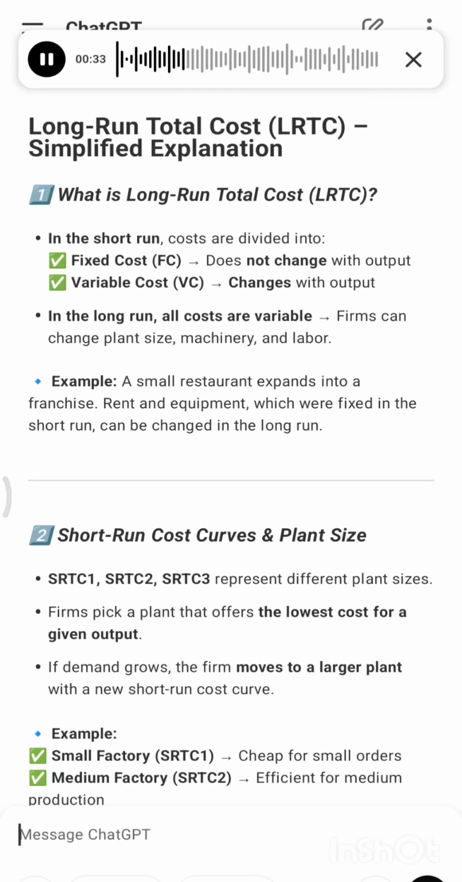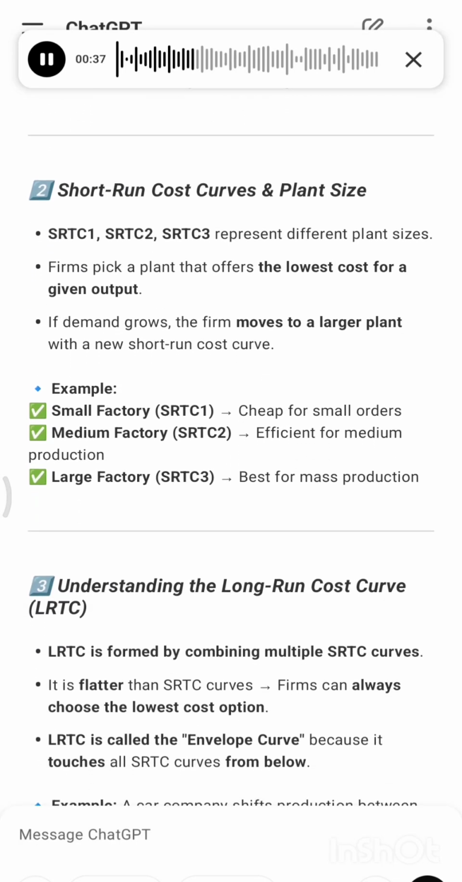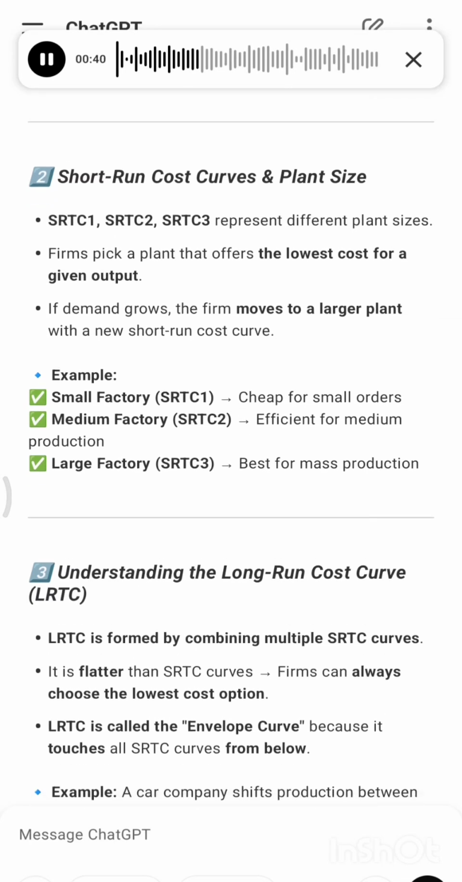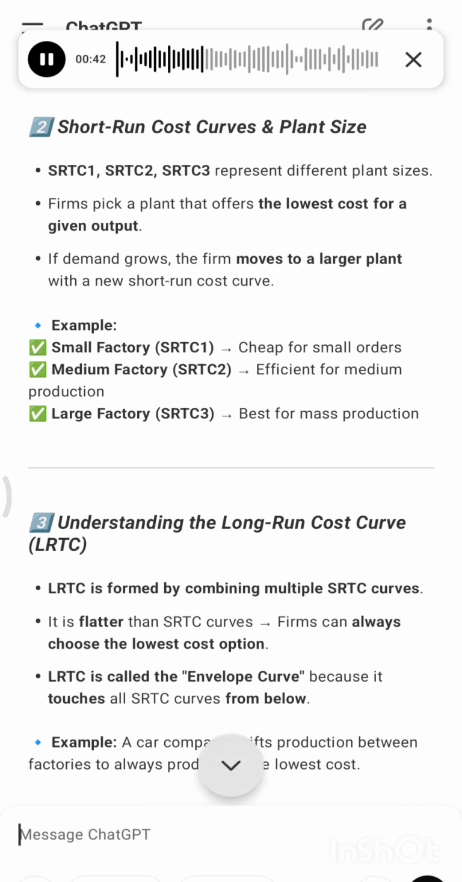Short-run cost curves and plant size. SRTC1, SRTC2, SRTC3 represent different plant sizes. Firms pick a plant that offers the lowest cost for a given output. If demand grows, the firm moves to a larger plant with a new short-run cost curve.